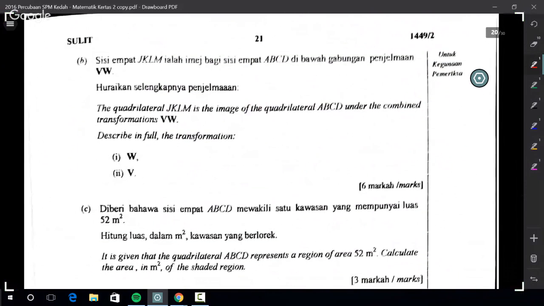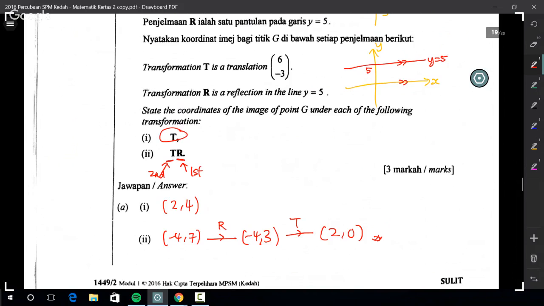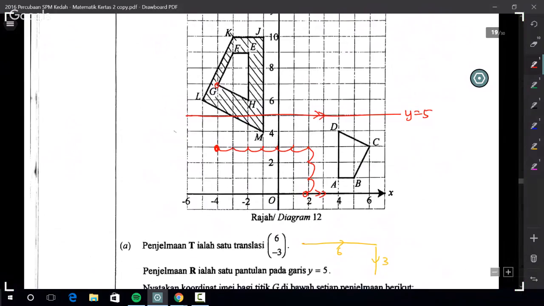The quadrilateral JKLM is the image of ABCD under the combined transformation VW. JKLM is the image of ABCD, so ABCD is the object. This one is the object. And then let me erase all this unnecessary stuff.